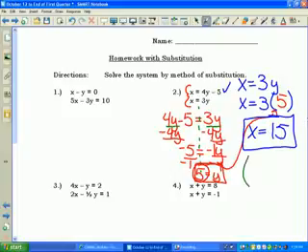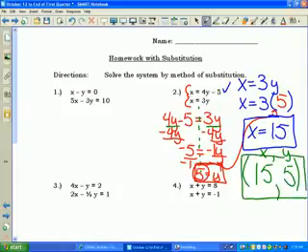So now let's put it together. What's my ordered pair? Remember, it's x, comma, y. So it should be 15, 5. So 15, comma 5 is my point of intersection. Okay?